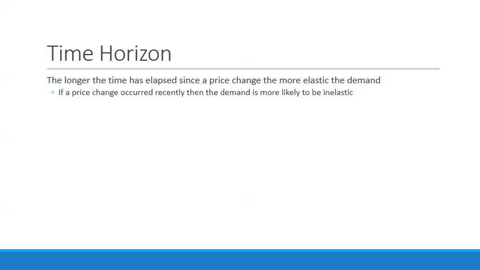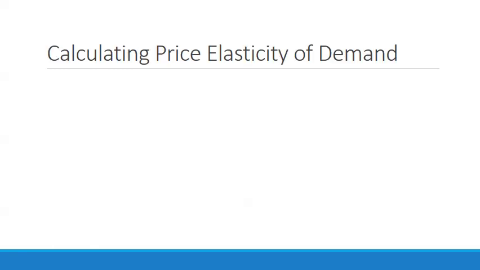Okay, so our fourth determinant is time horizon. The longer the time has elapsed since a price change, the more elastic the demand. If a price change occurred recently, then the demand is more likely to be inelastic. So if prices are changing, say, this week, then demand is likely to be inelastic. If prices changed, say, 2-3 months ago, then that same demand, which had been inelastic, will now become elastic because there's been a greater amount of time, and thus we're going to see, as prices don't change, more substitutes within the market.